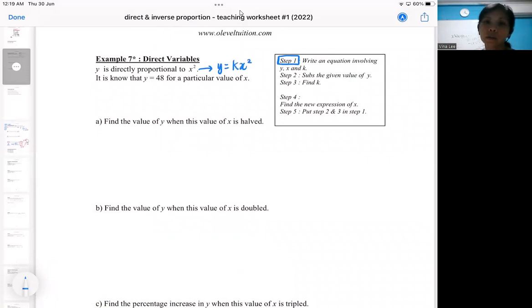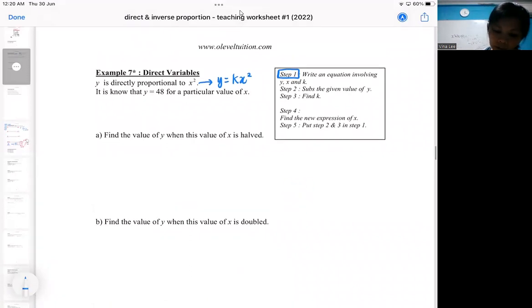Writing an equation involving y, x, and k. I need you to bear in mind something when you're doing this. When we say x squared, it actually means 1x squared.